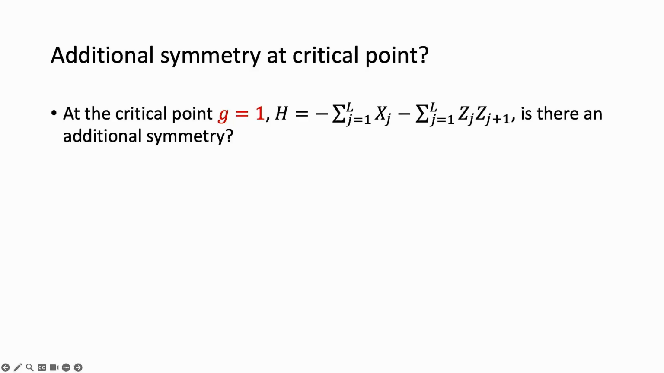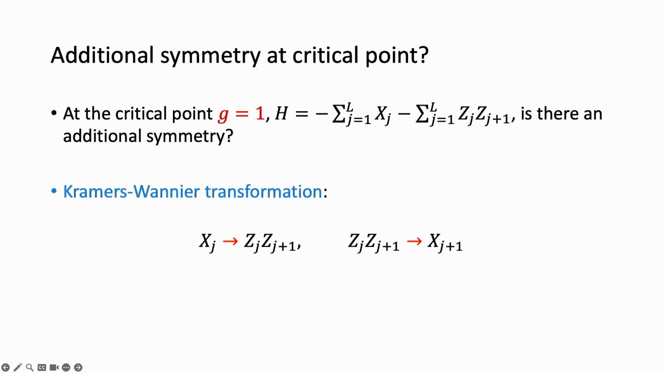If you ask someone on the street this question, the answer you are probably going to get is, yeah, there's a Kramers-Wannier transformation that leaves the Hamiltonian invariant. So what is the Kramers-Wannier transformation? It maps the Pauli X to a product of Z's, and maps a pair of Z's to a single X. You look at your Hamiltonian, you apply this transformation, and you see that precisely when this coupling constant g is set to be 1, there's a symmetry exchanging the two terms. So that seems to be a symmetry.